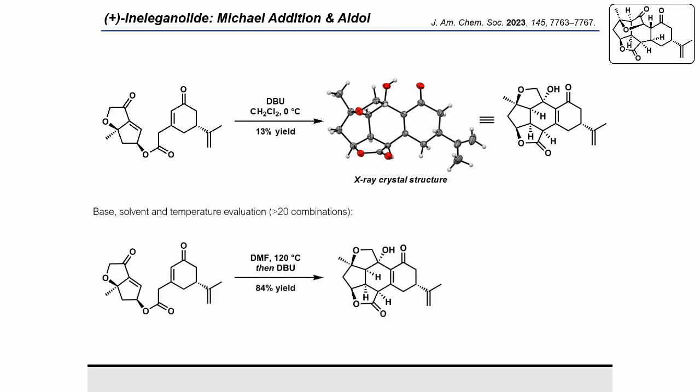Hereby we heat the starting material to 120 degrees in dimethylformamide under inert atmosphere. We add DBU in one portion, with the reaction being done in seconds.